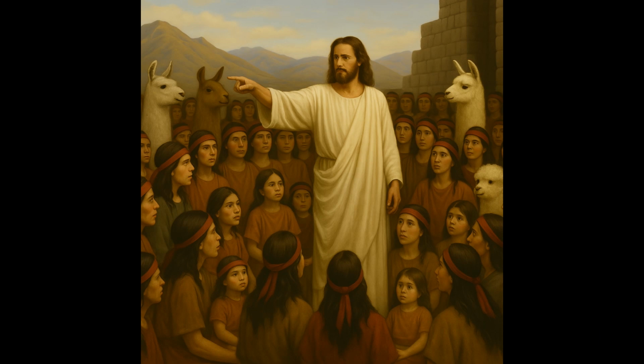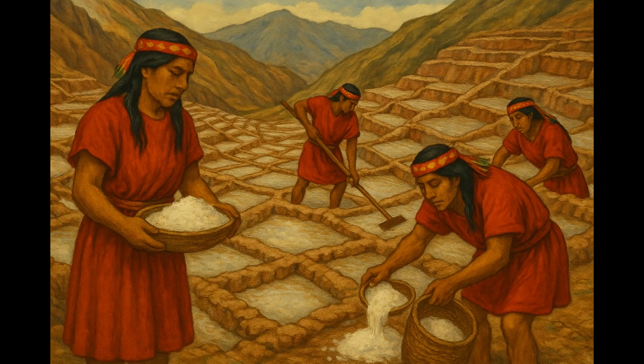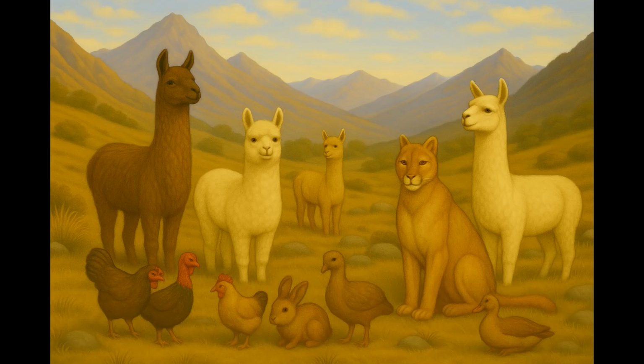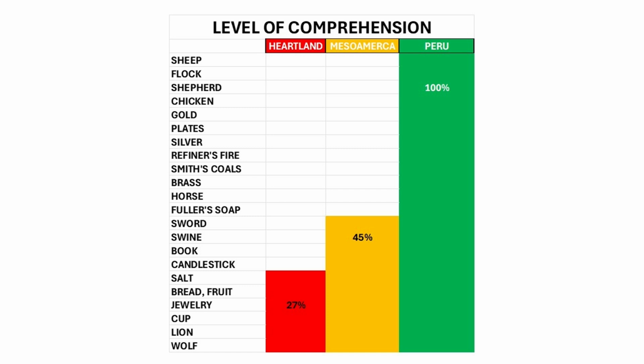Ancient Peru presents a completely different image. Each of the 22 analogies the Lord taught with related to the items of the Peruvians' everyday lives. The analogies would have been rich in meaning and would have conveyed spiritual messages. They would have understood the Lord completely. This graph illustrates just how poorly the people in the Heartland and Mesoamerica models would have understood the Lord's analogies and the eternal truths they are meant to convey.